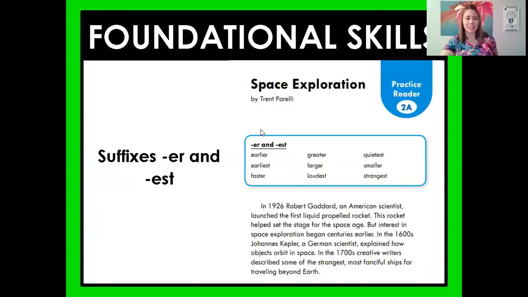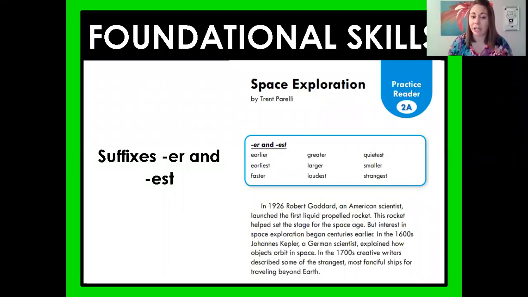And our foundational skills. So again, we are focusing on the suffixes er and est. So let's just look at these words from this practice reader, which all have the suffix er and est. So again, I will read the word first, and then I want you to repeat it after me.